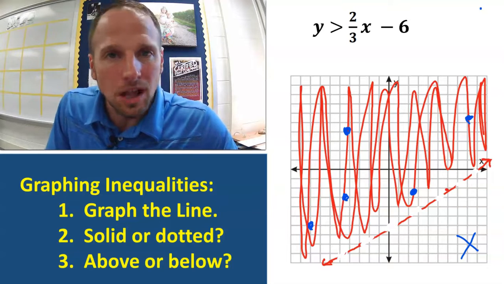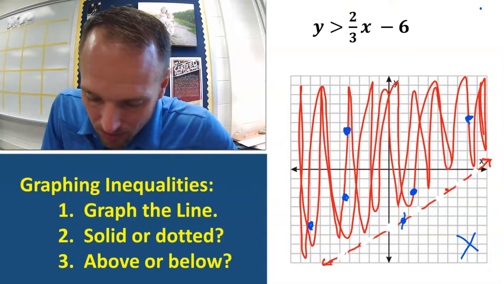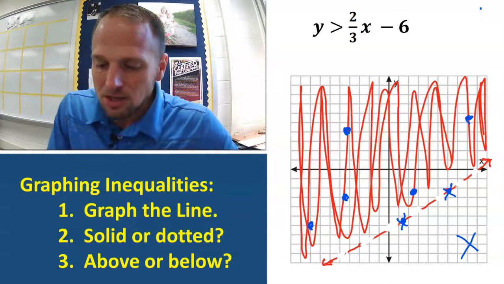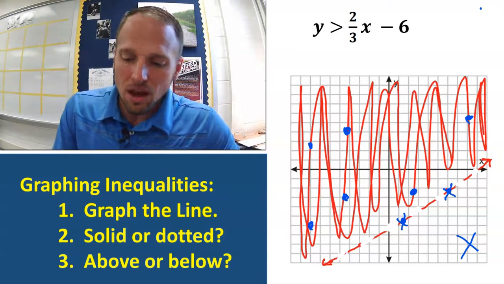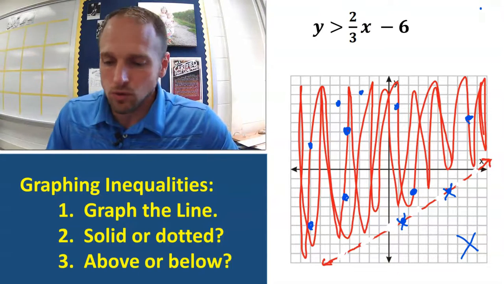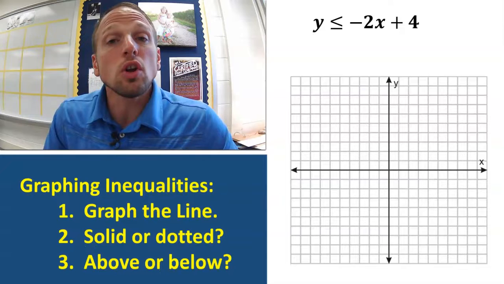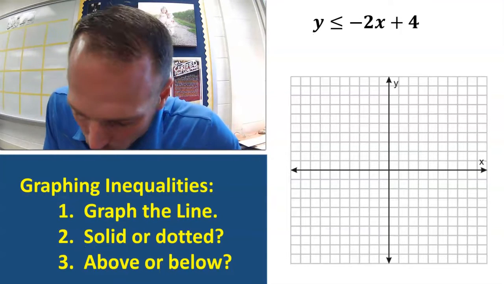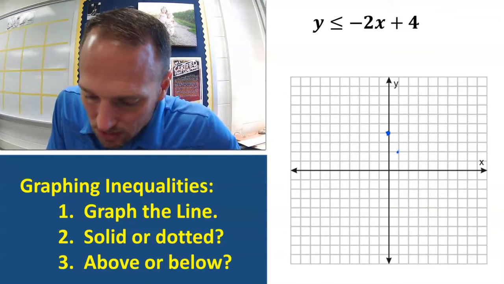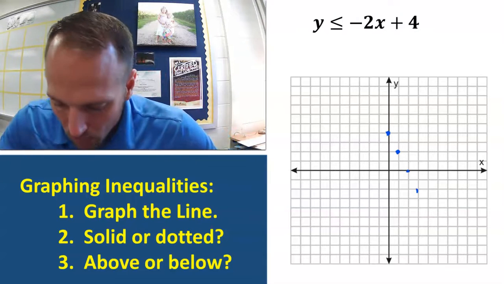What about something on the line? Well, that line's dotted, which means this point right here, not a solution. This point right here, not a solution. But everything up here, every single blue dot, everywhere up here is a part of the solution, okay? Let's do another one. First step, we're going to graph the line. +4 is our y-intercept. Our slope is -2, down 2 over 1, down 2 over 1, down 2 over 1. Now we're going to draw our line.